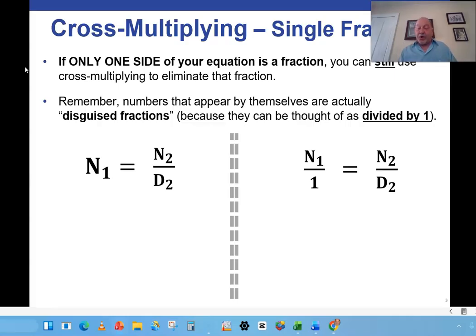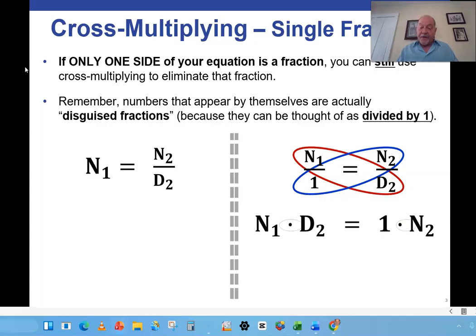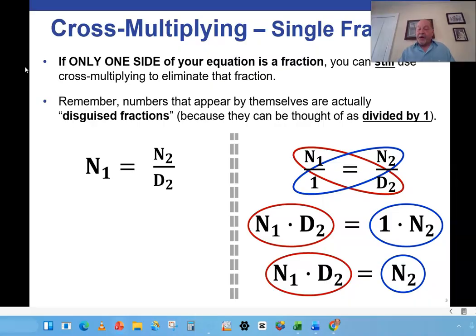You can still do the cross-multiplying like we did before. You cross-multiply numerator 1 times denominator 2, and numerator 2 times this hidden denominator 1, which is just the number 1. We end up with numerator 1 times denominator 2 equals 1 times numerator 2, or numerator 2 times 1. You don't need the 1 in there, you can just eliminate it. Now we have a result of numerator 1 times denominator 2 just equals numerator 2. We just don't bother writing the other denominator, which is just 1.